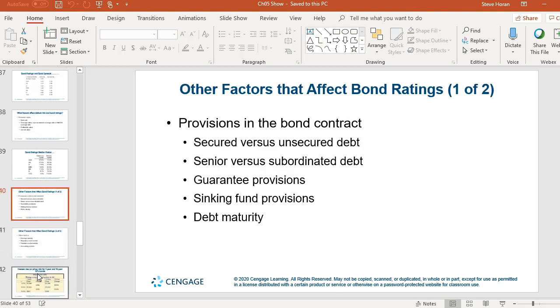Other factors that affect bond ratings. Is the debt secured? Secured debt means there's an asset behind it. Think of if you have a car loan at your local bank. That's a secured debt. Car loan rates are lower than a credit card rate. Well, the reason is because the car loan is secured debt.